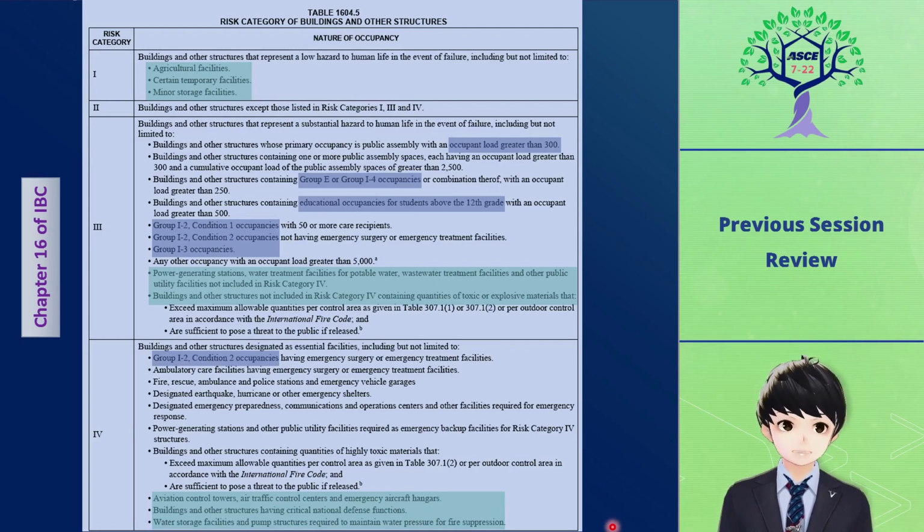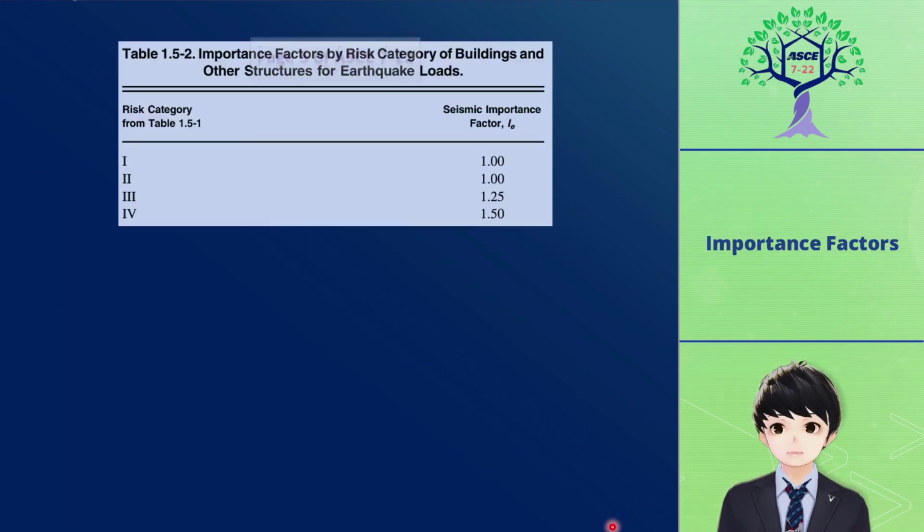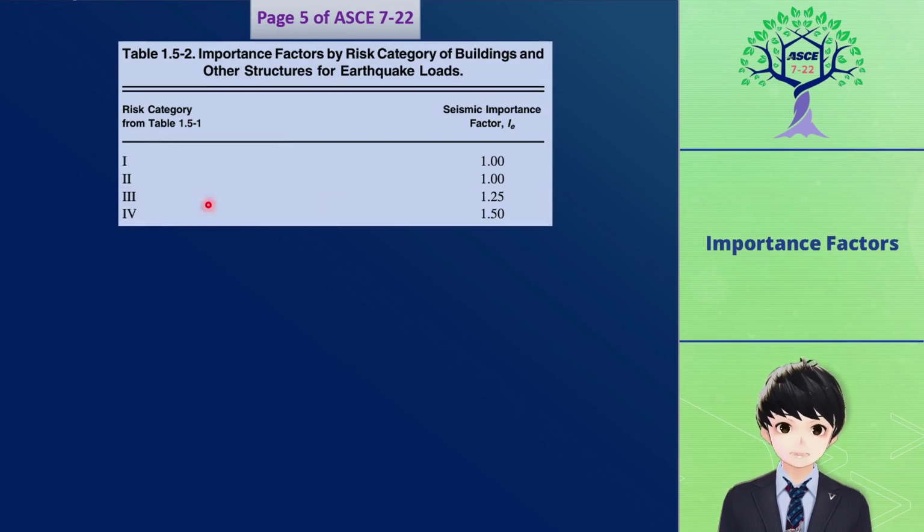Having enough perception about Table 1.5-1, we can assign importance factors to buildings and structures by using Table 1.5-2 for earthquake loads. As you see, importance factor is a function of risk category and its value ranges from 1 to 1.5. But what is the main objective of using importance factor in our designs, and what is its effect finally? What is the concept behind these numbers and why do we use them?